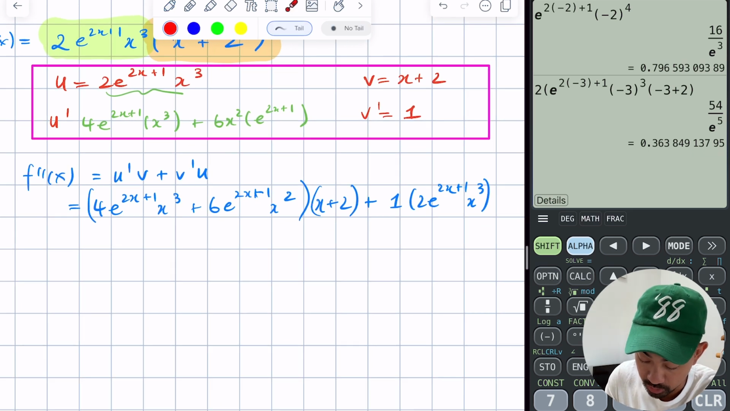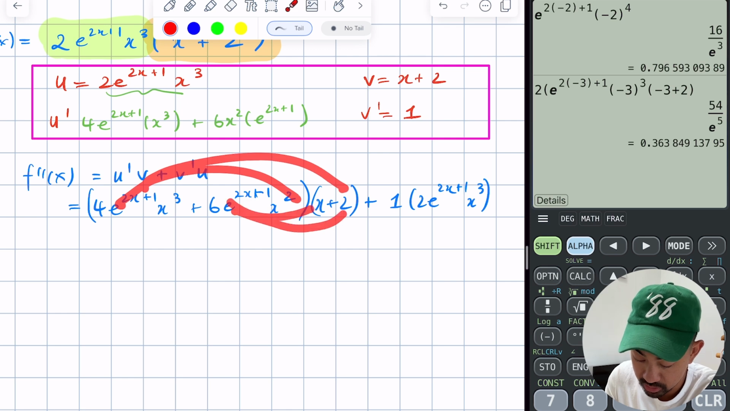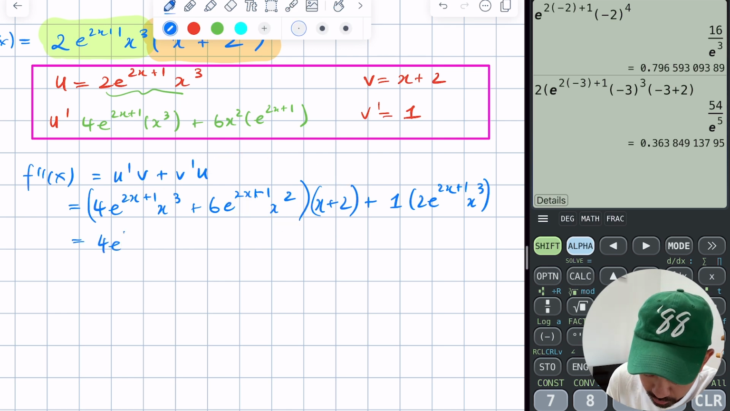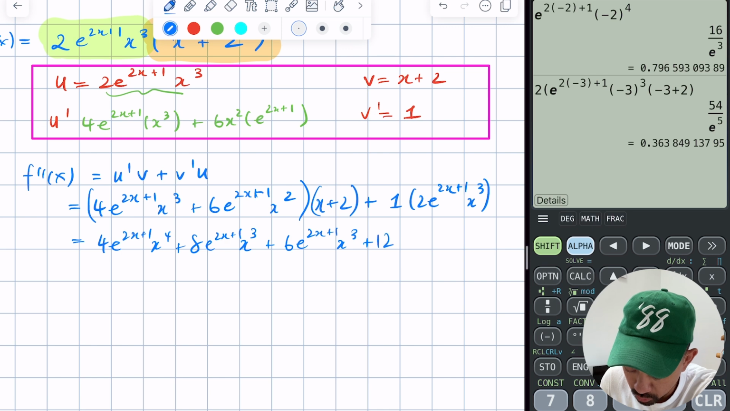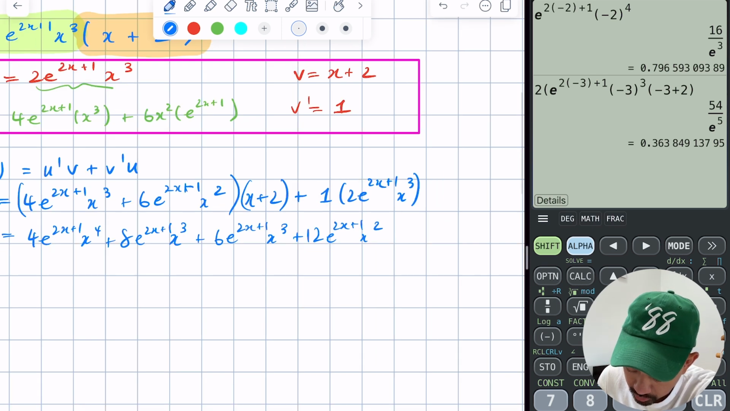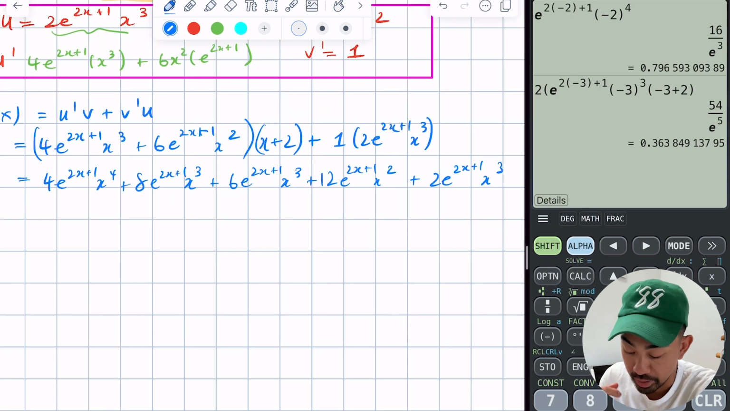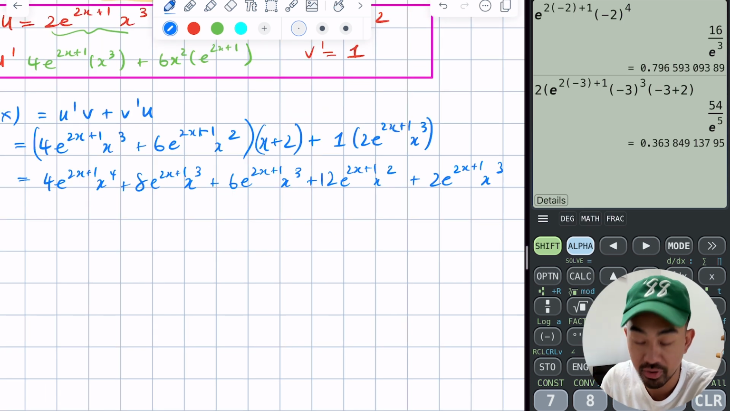Now I need to expand this first bracket out. Okay, so it's going to be this, this, this, this. So I'm going to have 4e^(2x+1) x to the 4 plus 8e^(2x+1) x cubed plus 6e^(2x+1) x cubed plus 12e^(2x+1) x squared plus 2e^(2x+1) x cubed. Okay, so now I know it looks super ugly, but let's just try and find any like terms.